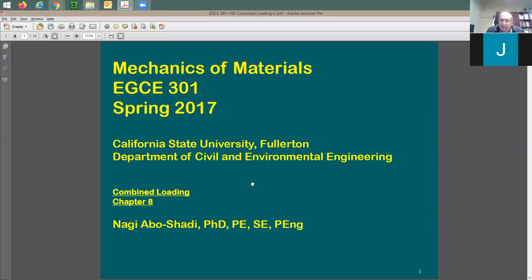So what happens when you have this combined loading? It means that you're going to have axial force, and this axial force could be tension or compression, right? And also at the same time, you have bending moment on the section.